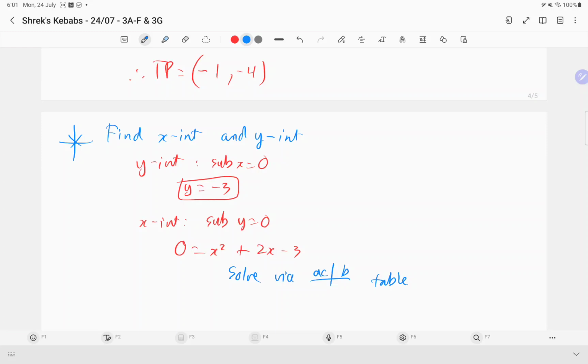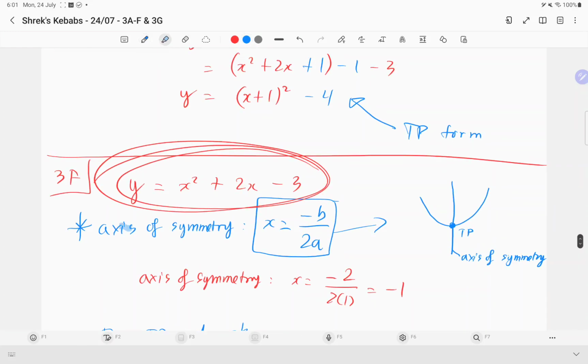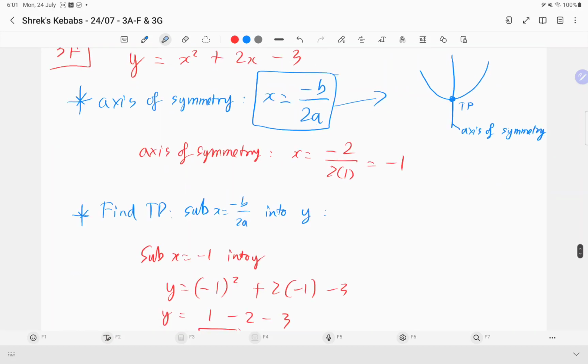So this is the main idea for 3F, okay? There are only 3 steps. I'll go through that again. First, axis of symmetry, x equals negative b over 2a, okay? This is the main step. Once you've got that, you can find the turning point by substituting the exact value into the original equation. Any question here? No.